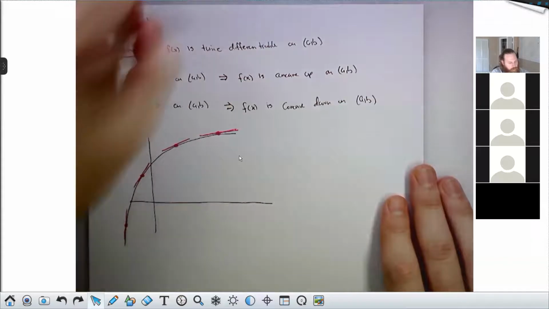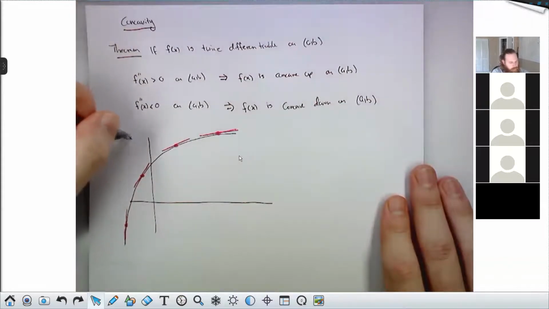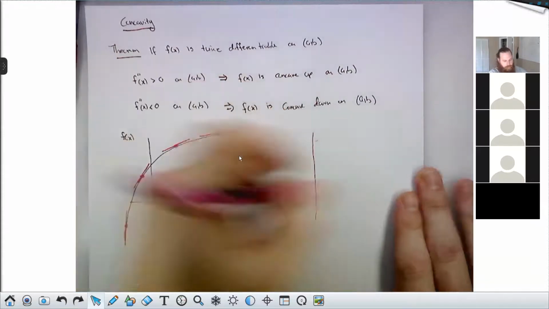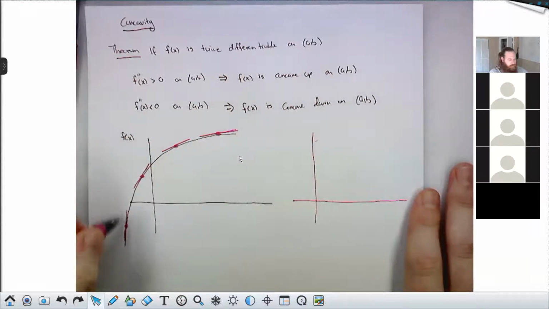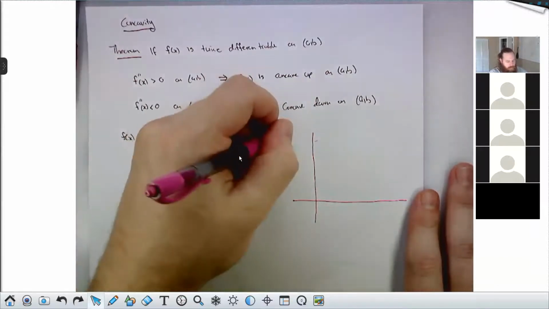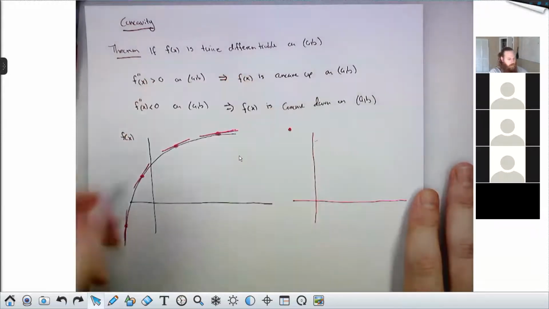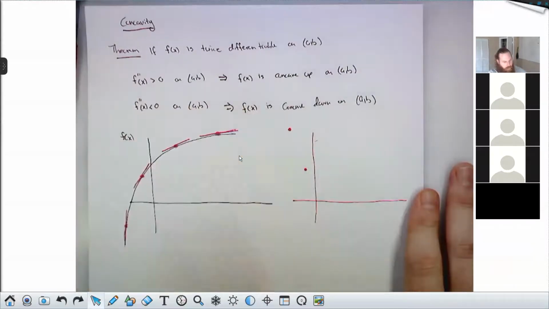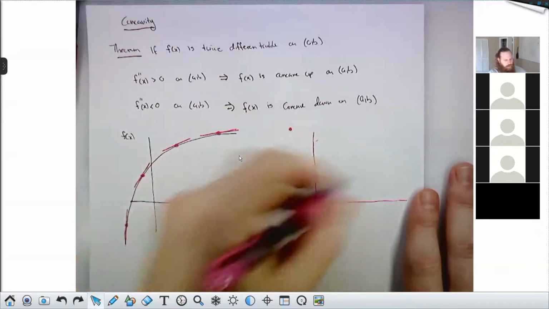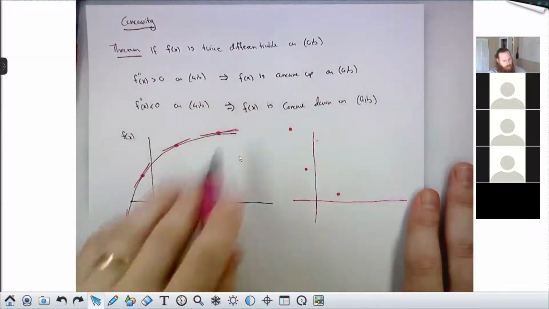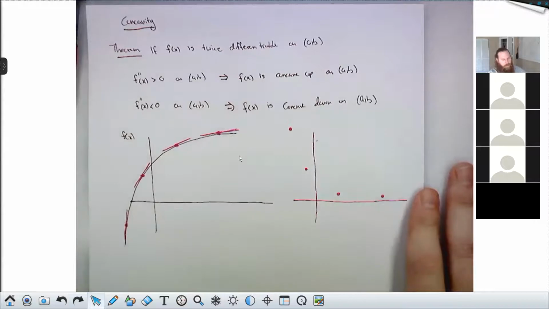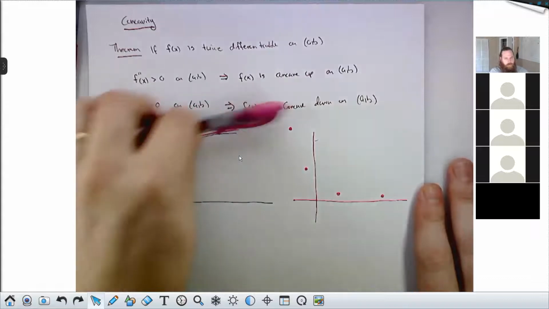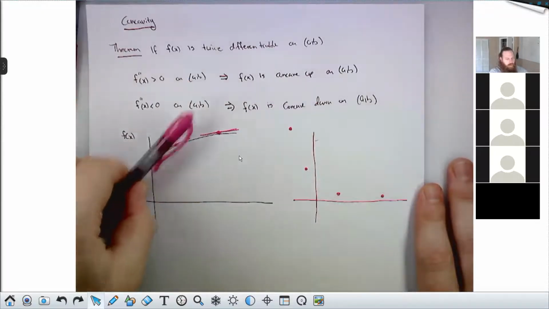So if this is the graph of f, the graph of f primed starts out positive and enormous, like way up here. Positive, but not quite as large. So like here. Positive, but getting closer to 0 here. And positive and almost 0 here. So what's going on? f is increasing, but f primed is decreasing.